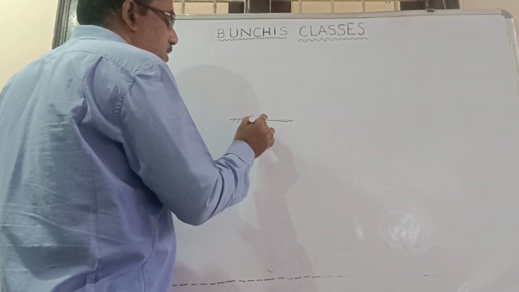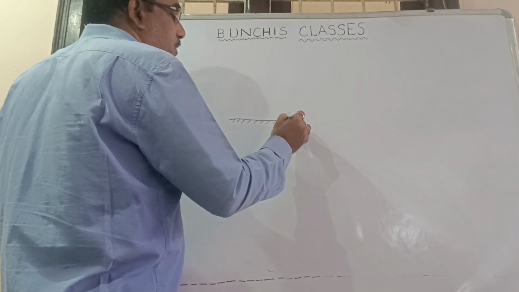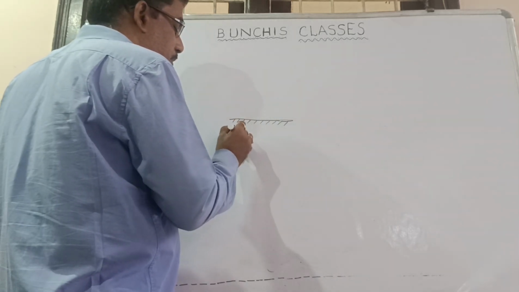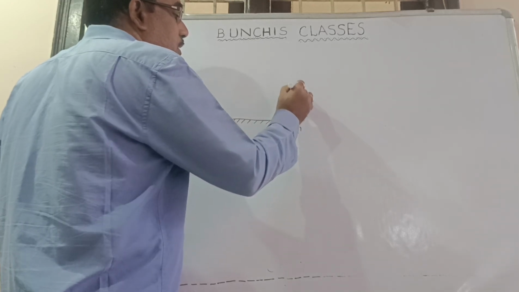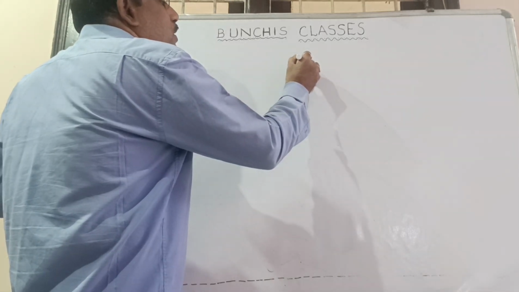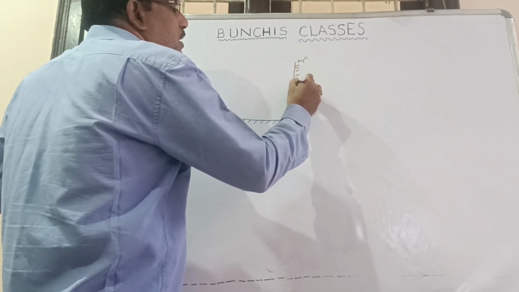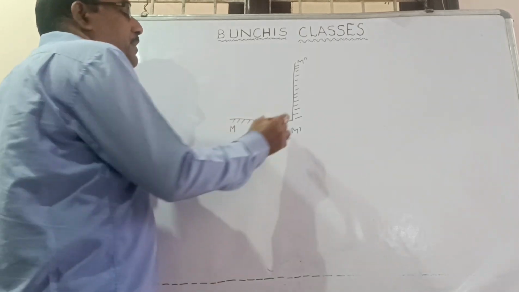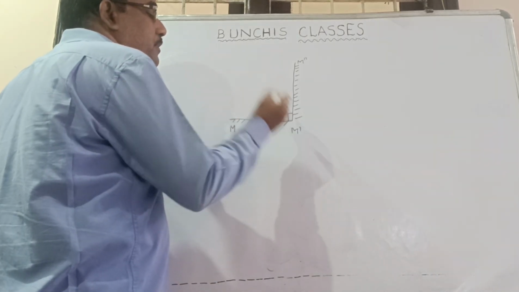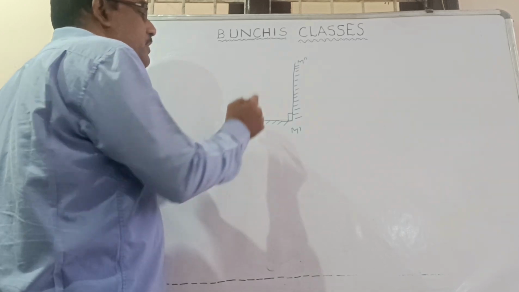Suppose you observe this case. This is a mirror, M dash is a mirror, plane mirror. M dash and M double dash is another plane mirror. Both are arranged making 90 degrees angle. The angle between the two mirrors is 90 degrees.